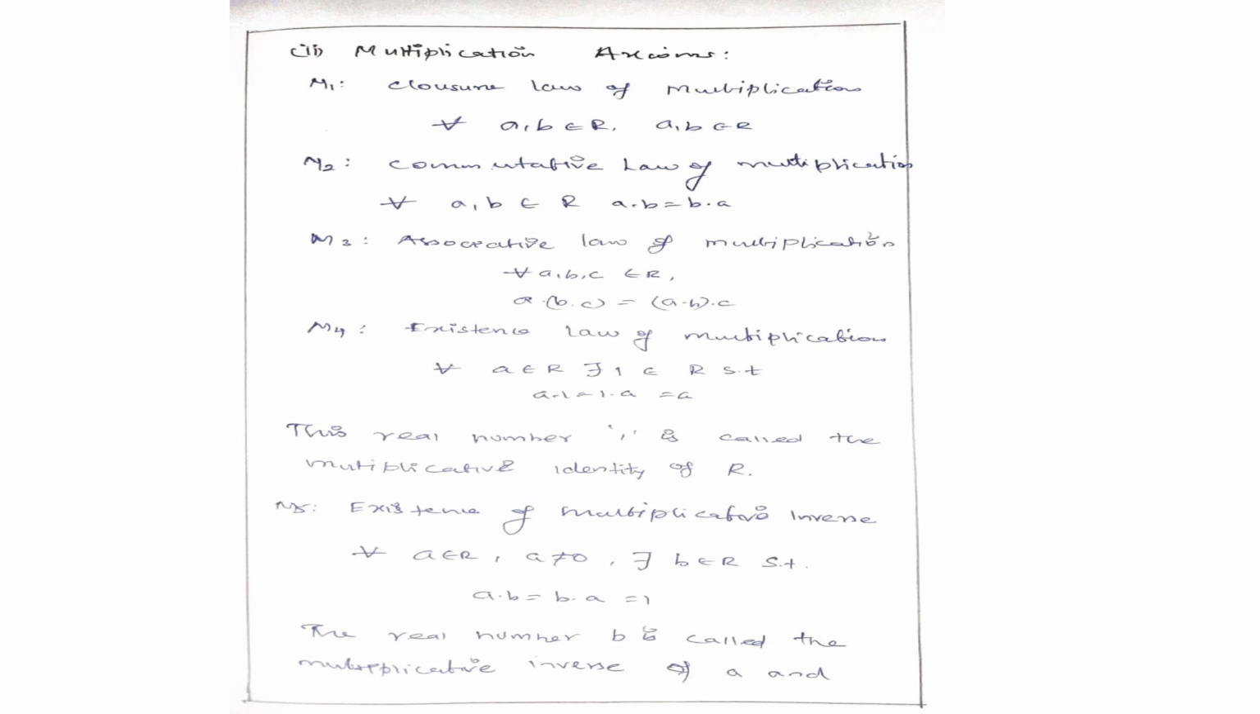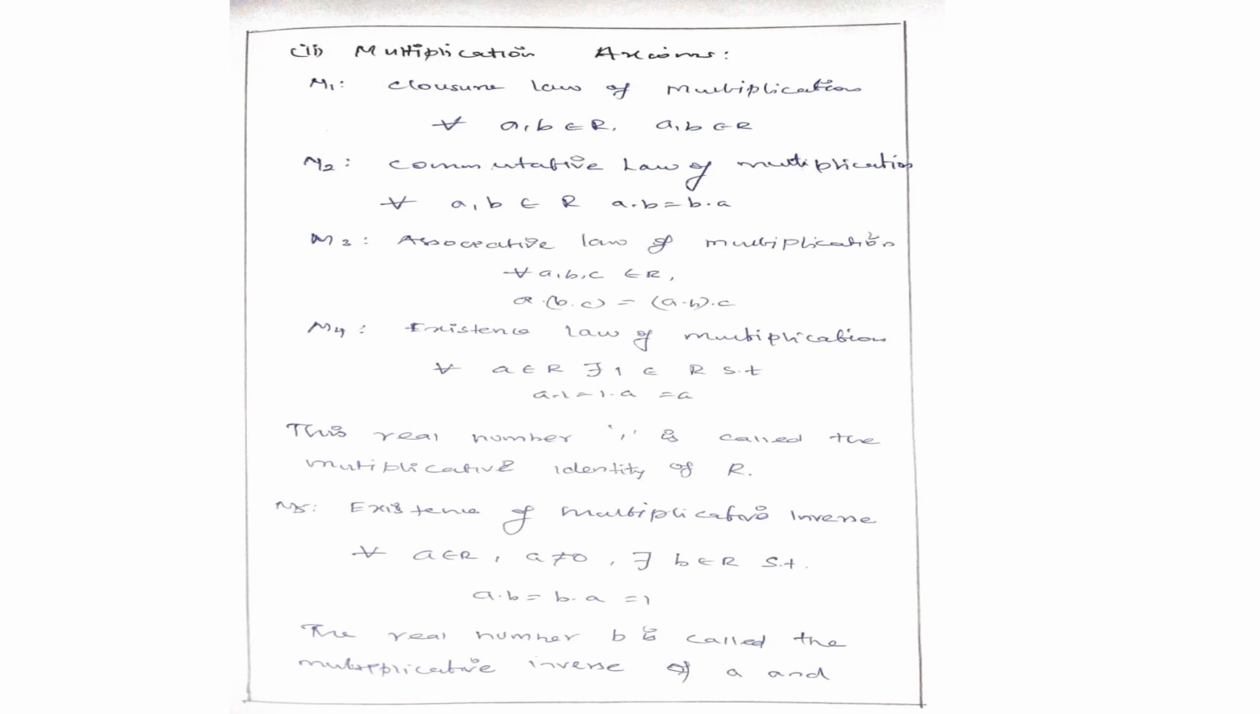For example, I am taking a as 1, b as 2 and c as 3. So first we are multiplying b and c. What will be the answer? 2 into 3 is 6. Then 6 into 1 is 6. Then come to this side. Here a is 1, b value is 2. So 1 into 2 is 2, into c value 3. So 2 into 3 equals 6. So here we are changing the grouping, but what will be the answer? The answers remain the same. That is the associative law of multiplication.